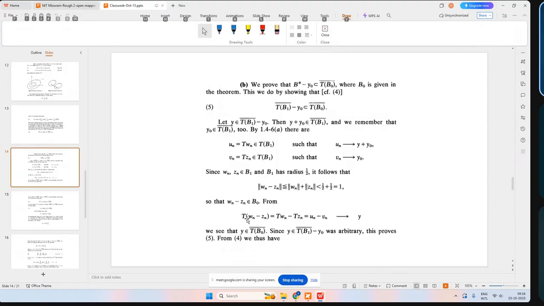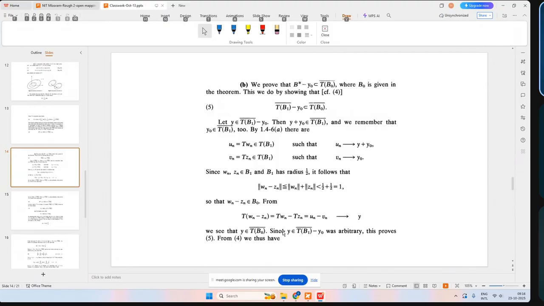Therefore, T of wn minus zn is the same thing as T of wn minus Tzn, because of linearity. This is un minus vn. Un converges to y plus y naught, and vn converges to y naught. Therefore, this un minus vn will converge to y. That's an obvious thing: you subtract these two, the y naught cancels and you get y. You can give a proof.